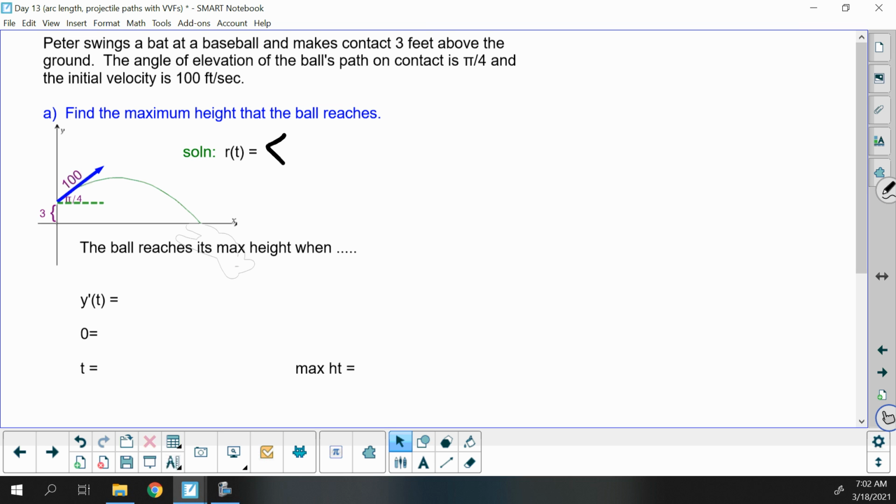So for our vector valued function, we need to do our initial velocity times cos theta and then times t. So our initial velocity we had was 100. Cos of pi over 4 is 1 over square root of 2, or rationalized square root of 2 over 2, and then times t.